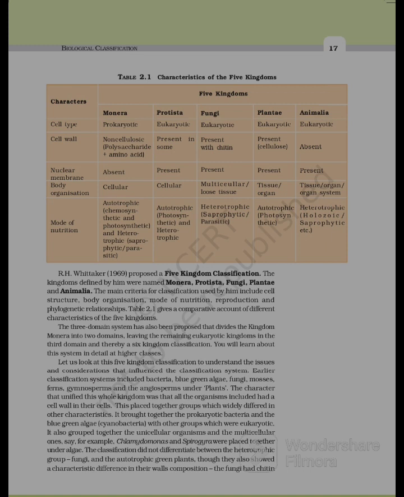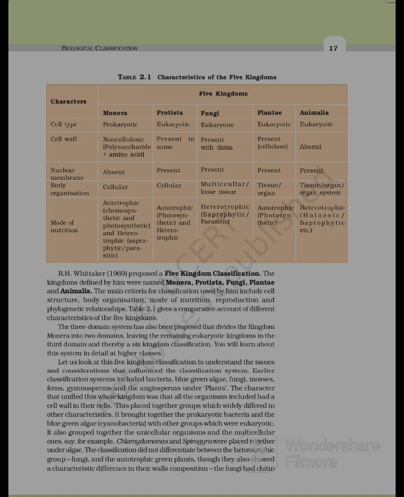For kingdom Monera, the cell type is prokaryotic, the cell wall is non-cellulosic (polysaccharide plus amino acid). Nuclear membrane is absent, body organization is cellular, and mode of nutrition is first autotrophic. It could be chemosynthetic as well as photosynthetic, and heterotrophic that include both saprophytic and parasitic.